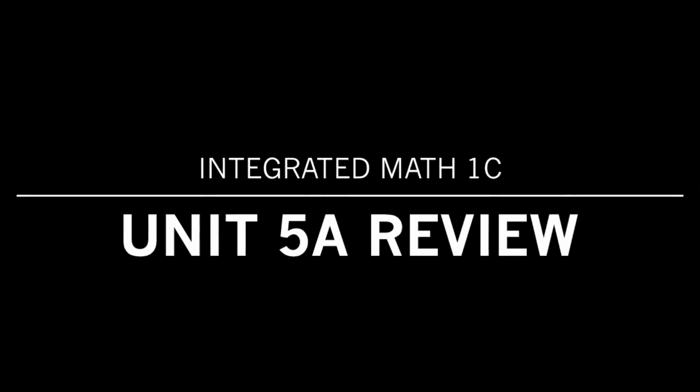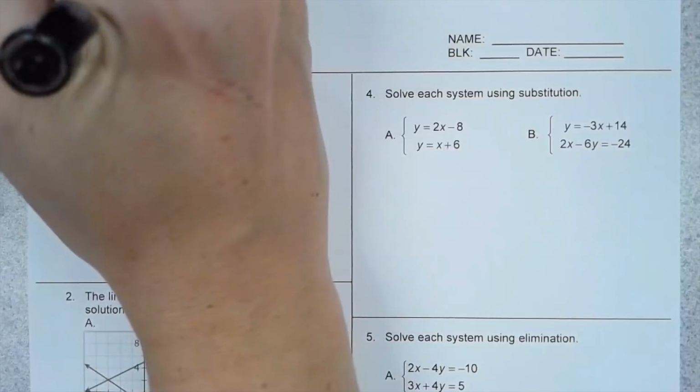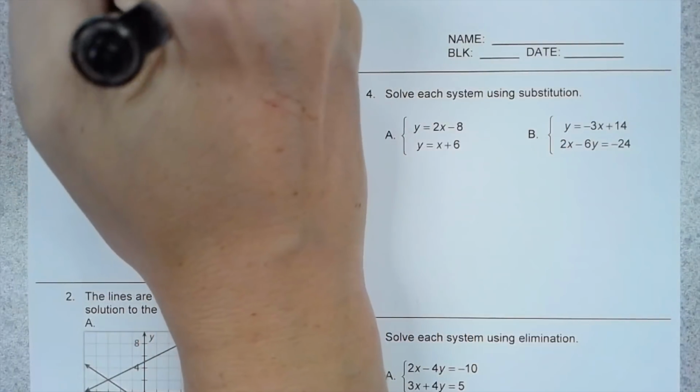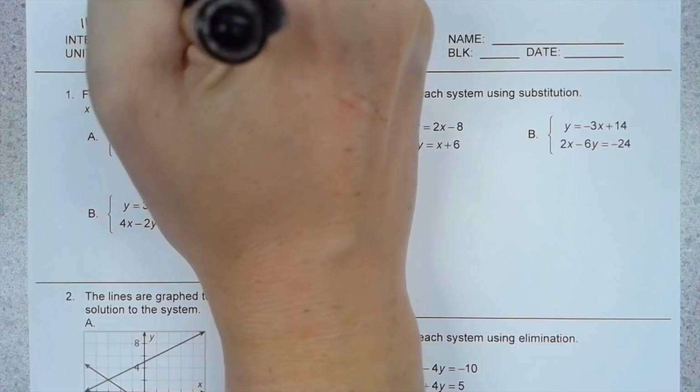Today we're working on the review to get ready for the Unit 5A test. The Unit 5A test covers material from sections 11.1 to 12.3. So those are the notes that you're going to want to be studying to get ready for this test.